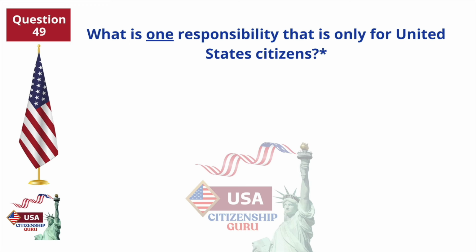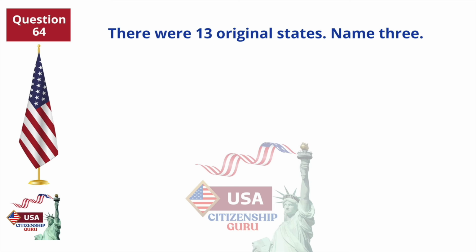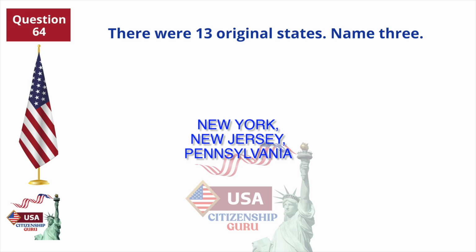What is one responsibility that is only for United States citizens? Serve on a jury. There were 13 original states. Name three. New York, New Jersey, and Pennsylvania.